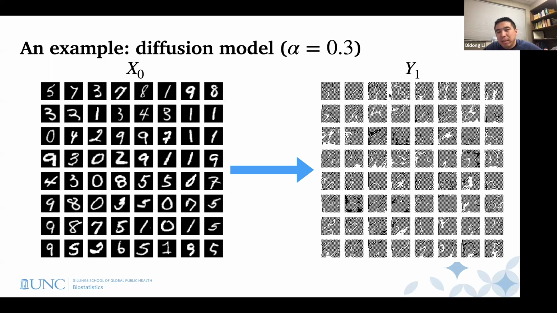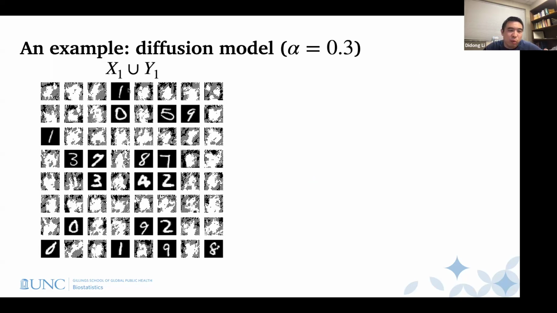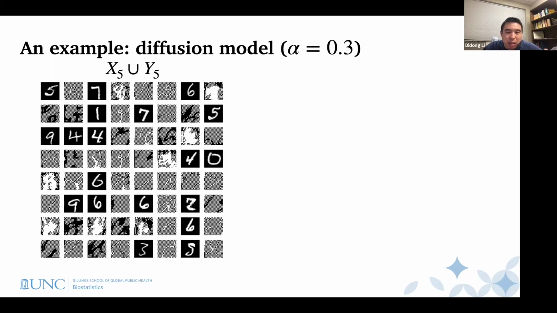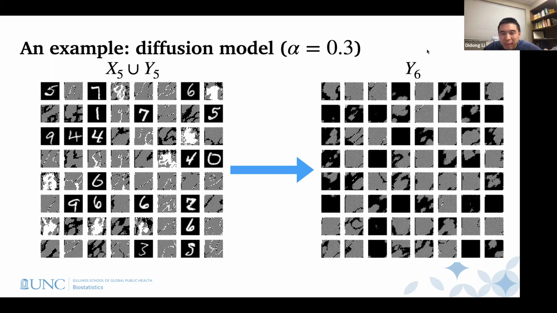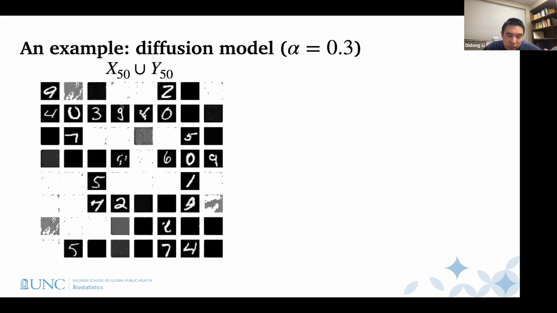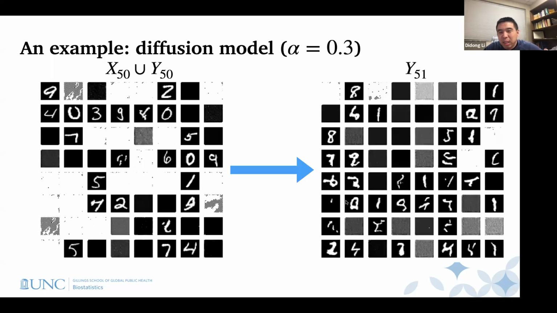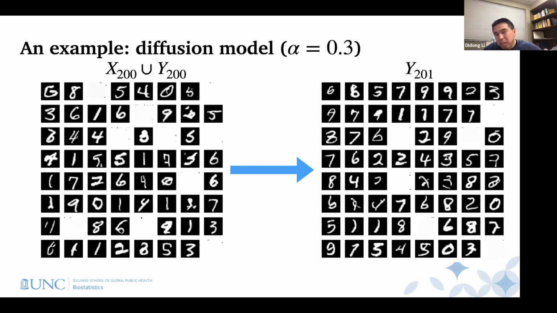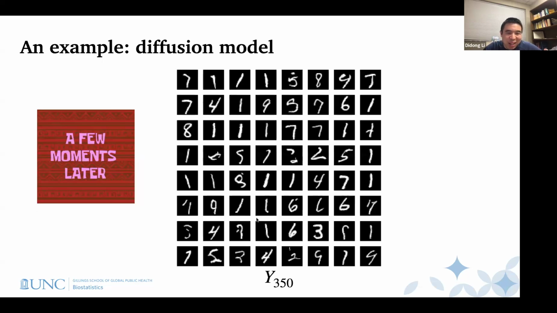We call this X0. You throw this into a diffusion model, you get some generated data, which is really bad. Then we combine 70% of this fake data and 30% of the real data, X1, Y1. We throw this into the diffusion model again. It doesn't really improve. You keep doing this, and after 5 iterations, you can see it's still bad. The generated data is still bad. But after 50 iterations, you can see the generated data is much better. There are some images that look real, but there are some still blurry, purely noise. And at 200, it's much, much better. And a few moments later, you get some reasonable-looking images.